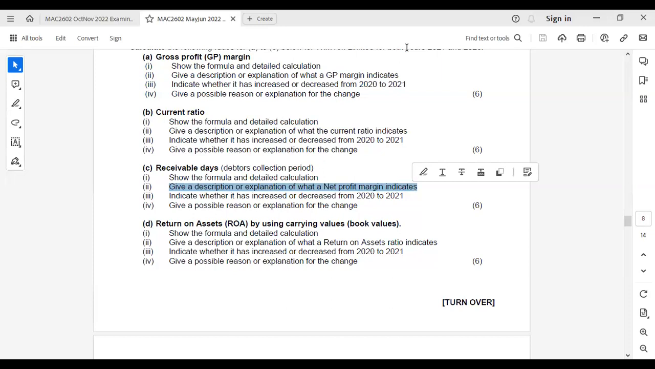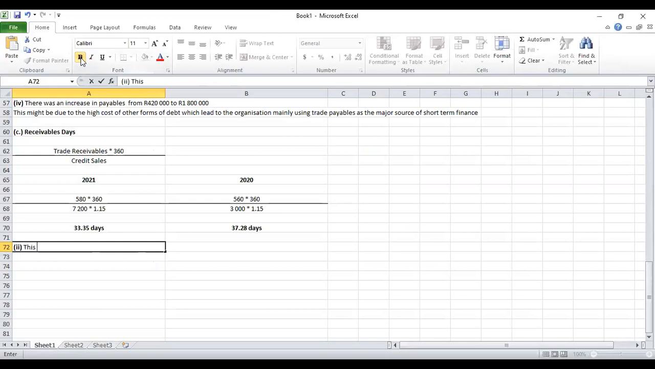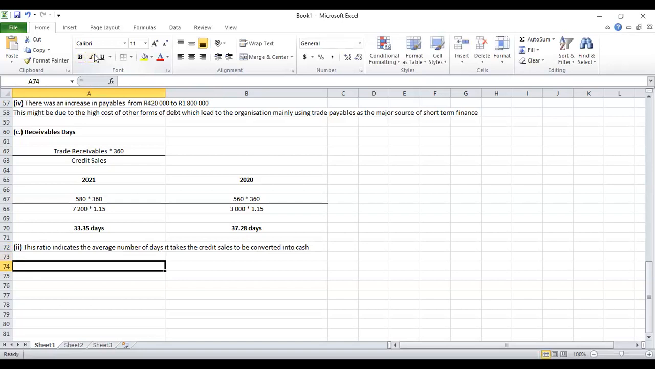So that means this ratio indicates the average number of days it takes the credit sales to be converted into cash, or the number of days that it takes our credit customers to pay us. Then number 3, indicate whether it is increased or decreased.